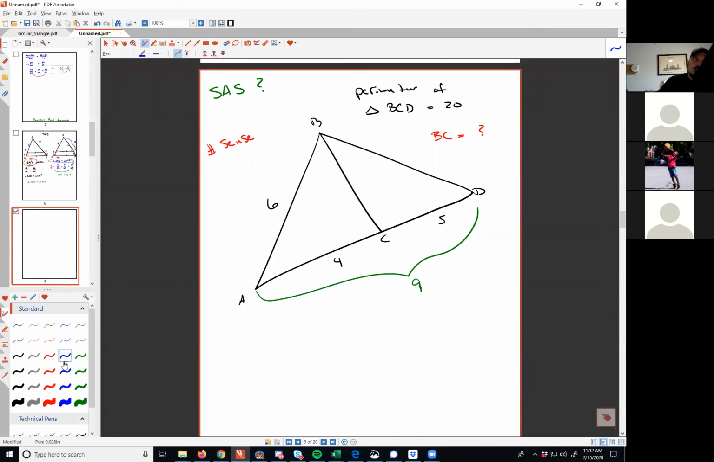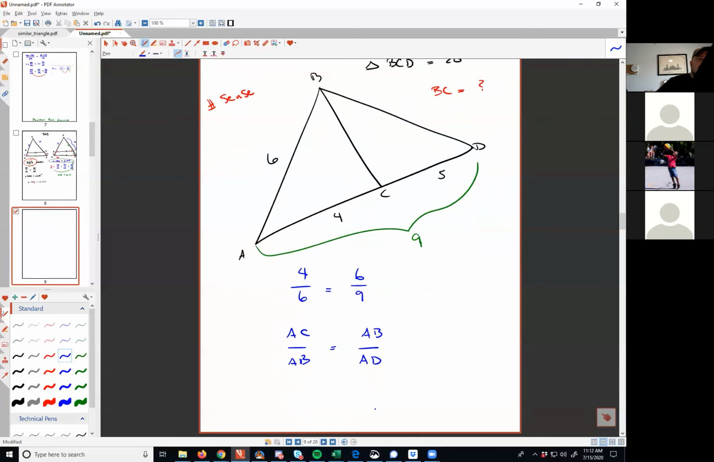I'm not sure, but 4 times 1.5 is 6, and 6 times 1.5 is 9. Right. 4 over 6 is 6 over 9. That's AC over AB equals AB over AD. So somebody tell me, that combined with what angle gives us two similar triangles?